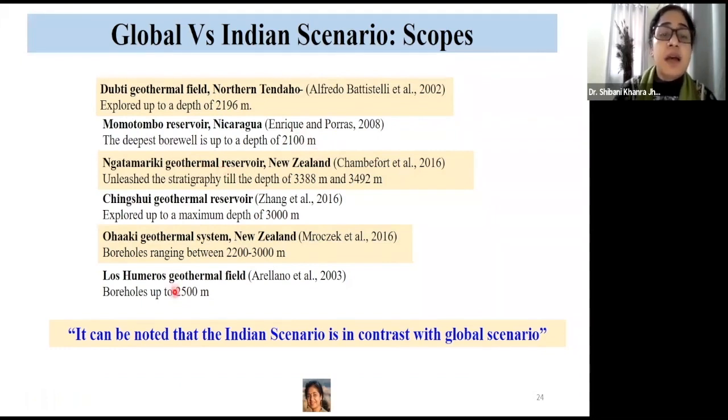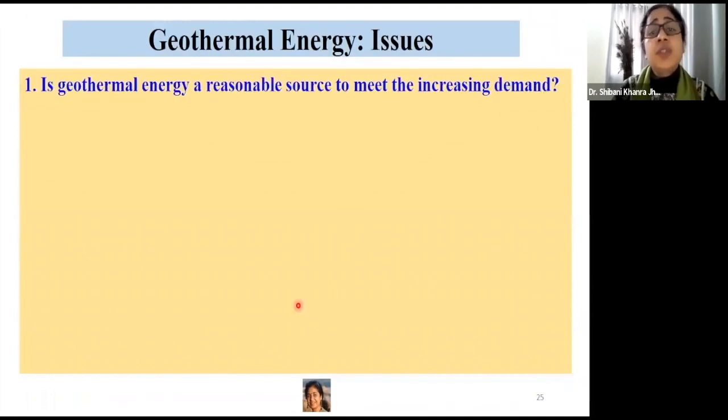Some other examples are shown here in New Zealand. You can see here more than 3,000, 3,492. Almost it is in the range of 2,000 to 3,500. So if we compare the Indian scenario, it is in contrast with the global scenario. So issues need to be identified: why, in the Indian context, has geothermal not been given importance?